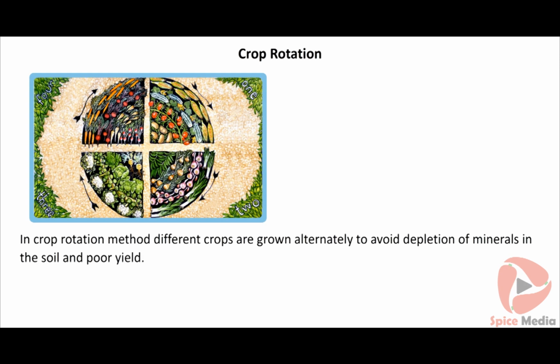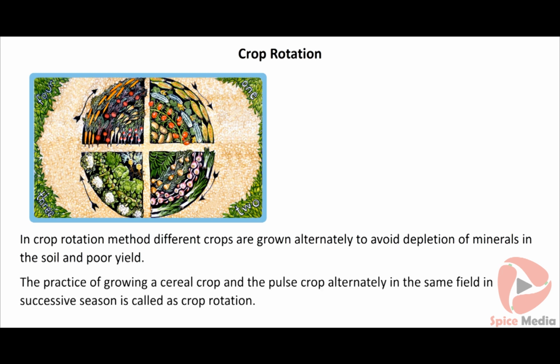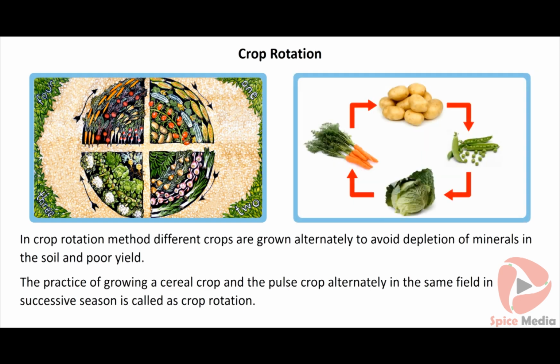In crop rotation method, different crops are grown alternately to avoid depletion of minerals in the soil and poor yield. The practice of growing a cereal crop and the pulse crop alternately in the same field in successive seasons is called crop rotation.